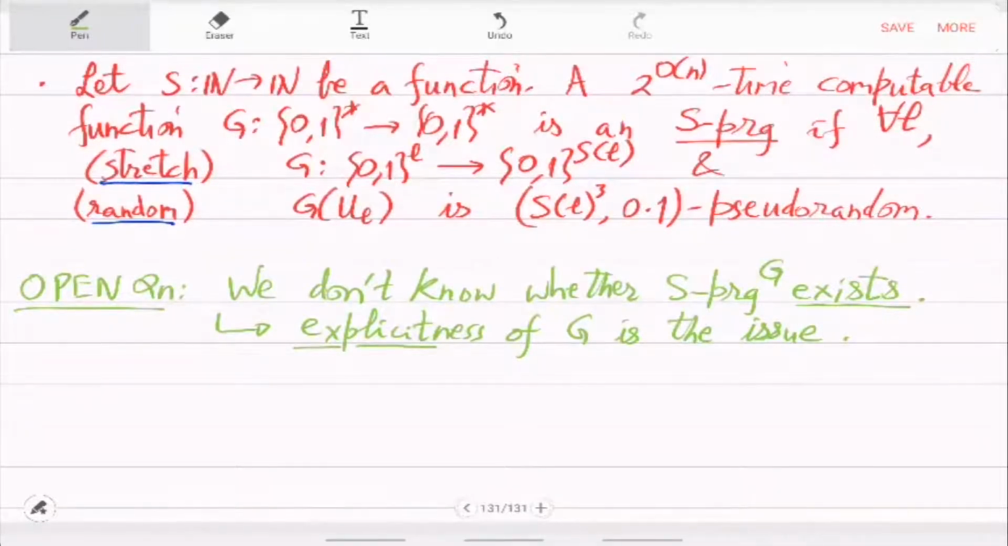If this condition of 2 raised to n time computability was not there, then we could show that actually random functions G will work. They will be able to stretch and fool circuits, but then they will most likely be uncomputable. I mean, at least uncomputable in 2 raised to n time. So this 2 raised to n time is the important condition, and that is why we don't know whether they actually exist.